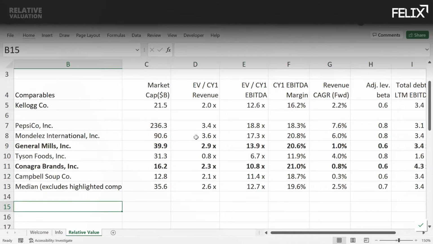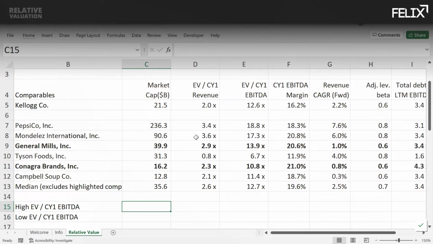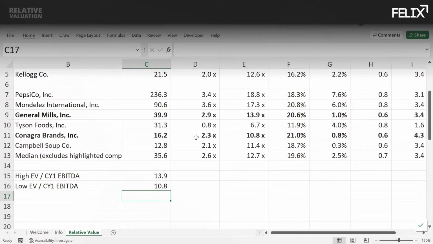So what I'm going to do here is put the high enterprise value to CY1 EBITDA, and then I'm going to put the low enterprise value to CY1 EBITDA there. And in this case, I've got my two companies. The high is the General Mills 13.9. The low is the 10.8 from Conagra. Now, I'm actually going to just change this layout a little bit.